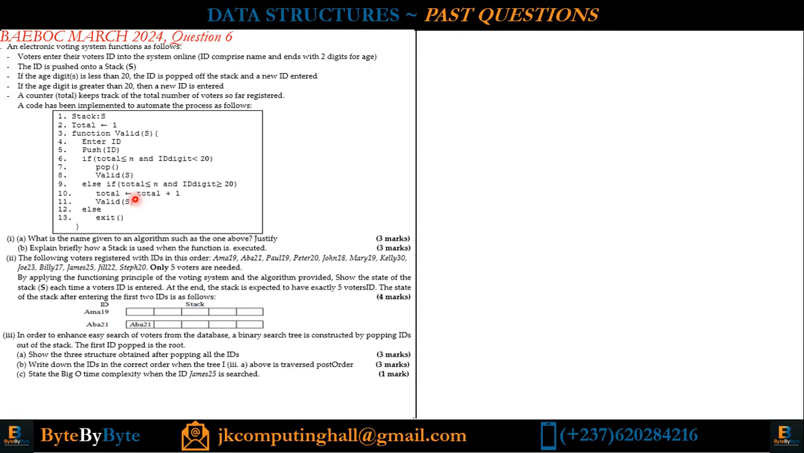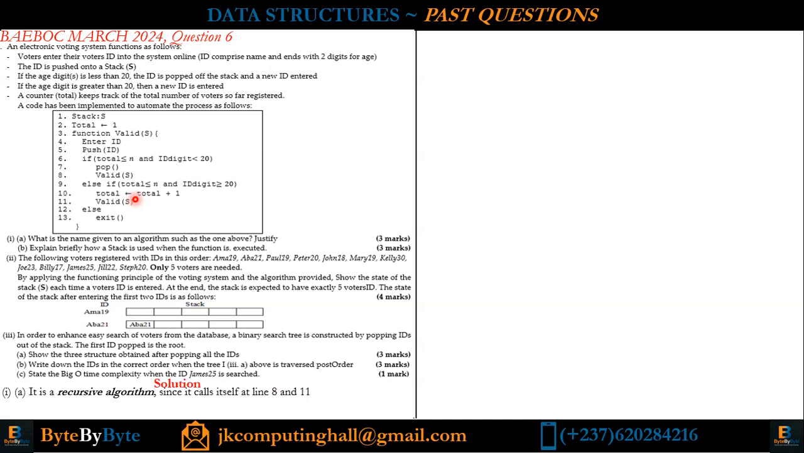So to cut it short, once a voter ID is entered, we compare the digit using the method isDigit. If it is not above 20, or if it is less than 20, then it is not saved. Whereas if it is from 20 upward, then it is saved inside the system. The A part says, what is the name given to an algorithm such as the one above? Justify for 3 marks. Remember that this is a full 17-mark question.